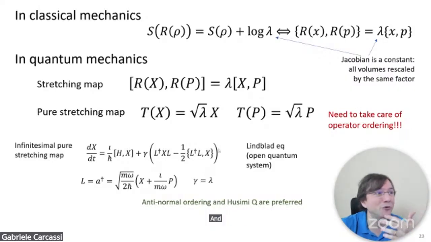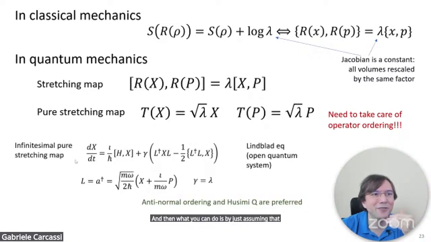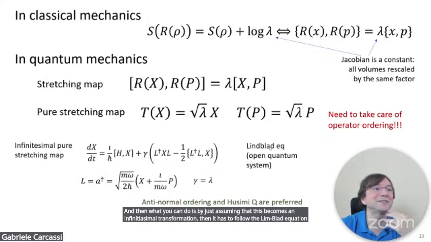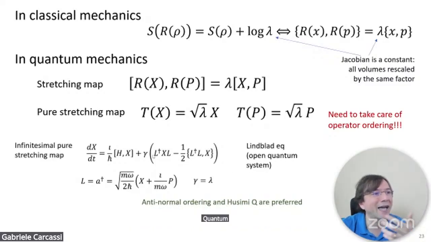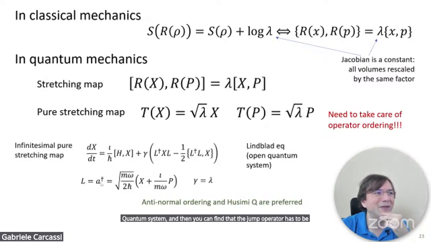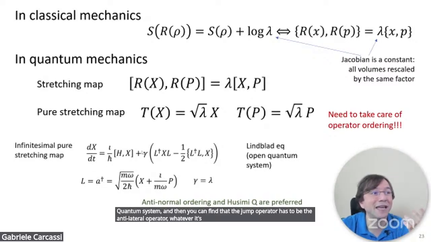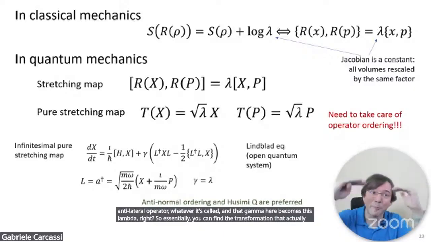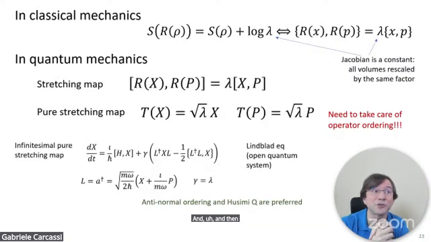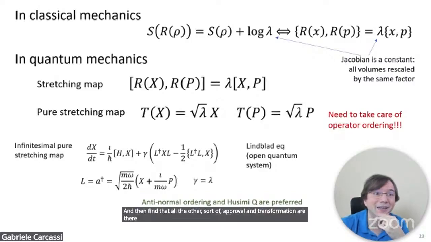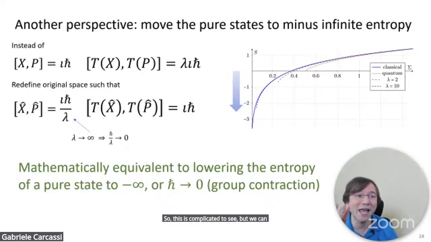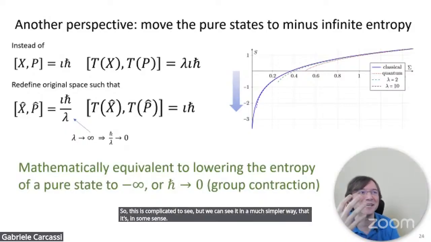And then what you can do, by just assuming that this becomes an infinitesimal transformation, is that it has to follow the Lindblad equation. If you know what it is, it's the equation for open quantum systems. And then you can find that the jump operator has to be the annihilation operator, whatever it's called, and that gamma here becomes this lambda, right? So essentially, you can find the transformation that actually takes this thing up, and then find that all the other equivalent transformations are connected by a unitary. So this is complicated to see, but we can see it in a much simpler way that is in some sense less physical and in some sense more intuitive.